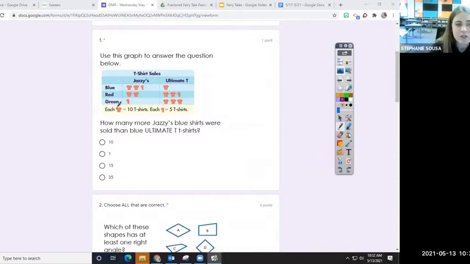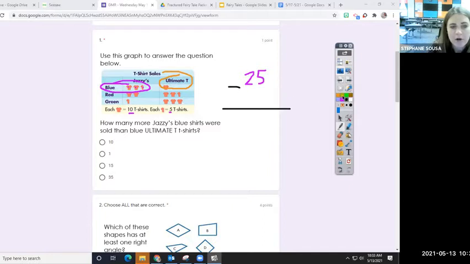Same graph. We know our t-shirt in this pictograph is equal to 10 t-shirts. Half of a t-shirt, excuse me, is equal to 5. How many more blue Jazzy shirts were sold than blue Ultimate t-shirts? There's blue Ultimate T, okay? So we're comparing between these. I've got to know how many blue Jazzies there were, and I'm counting by 10s and 5s. 10, 25. 25 blue, ooh, that's ugly. Blue Jazzy shirts. There we go.